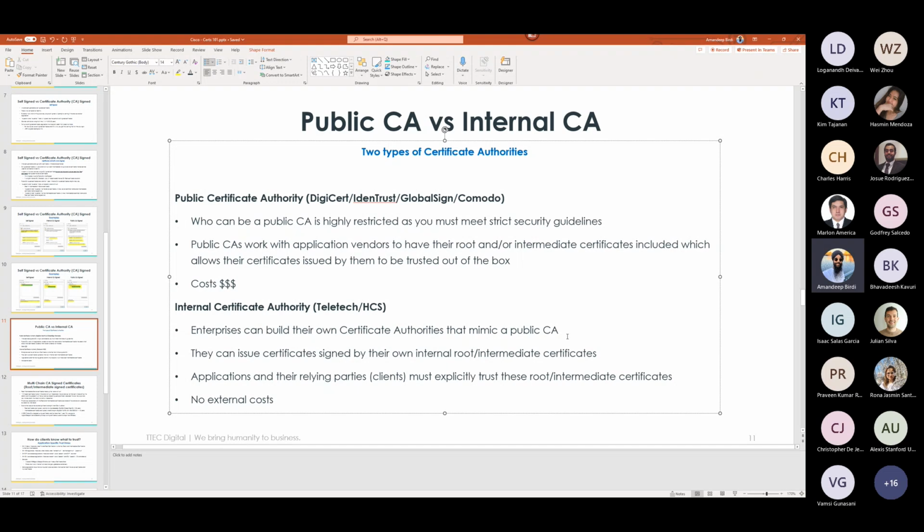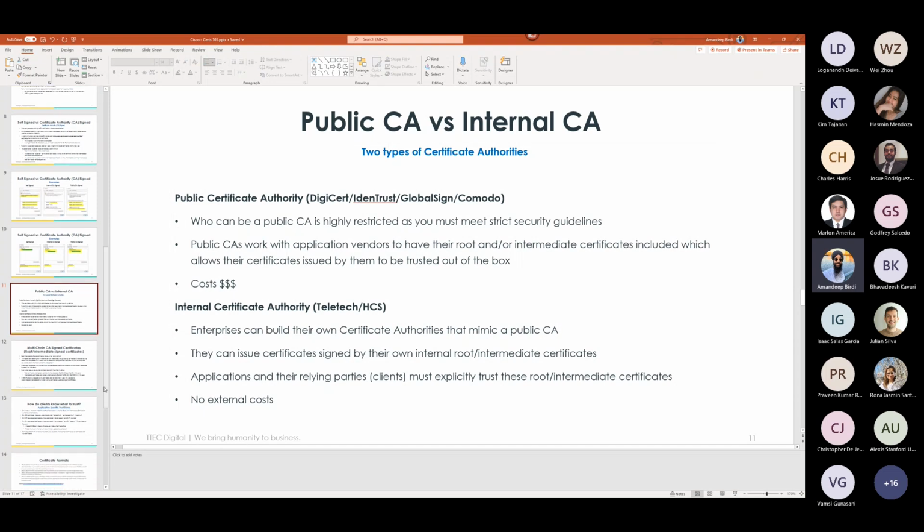The point is, a lot of enterprises like Teletech, our customers too, most of them will have their own internal CAs that issue certs, right? Because not only do you have servers, you also have to issue certs to client machines, like in my case, my laptop, right? And you need an internal CA to be able to do that. Certs are used for a lot of things, not just web traffic, right? So most companies, most enterprises will have their own internal CAs, and they mimic a public CA, right? They'll have their own root intermediate certs.